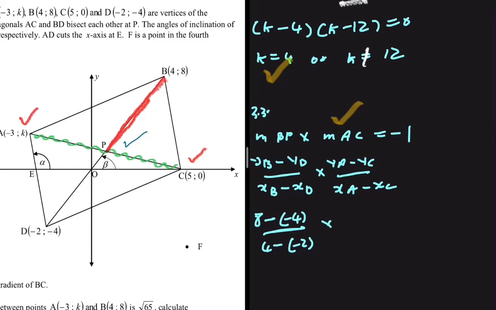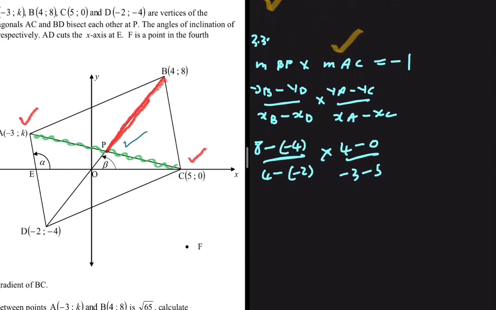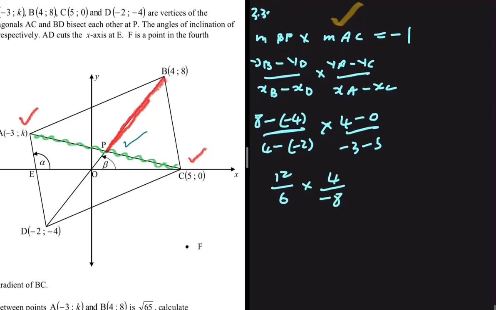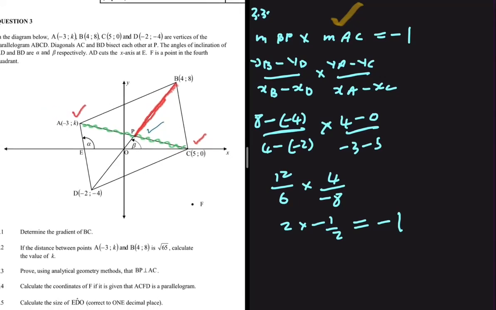We know what the value of k is now. The value of k is 4 minus y of C, which is 0, divided by x of A, which is minus 3, minus x of C, which is minus 5. So what is 8 minus 4? That is 12 divided by 6, multiplied by 4 divided by minus 8. So we have 2 multiplied by minus a half, and this equals minus 1. So there we go. Those two lines are perpendicular as the product of the gradients equals minus 1.